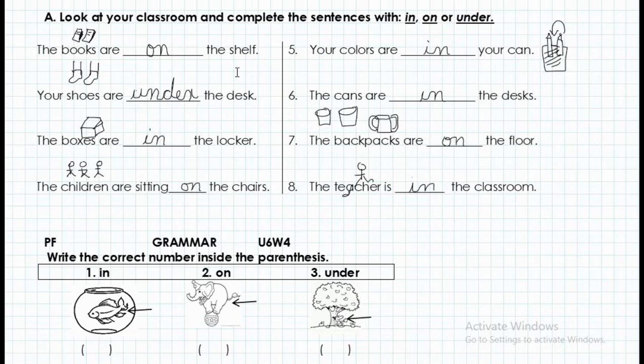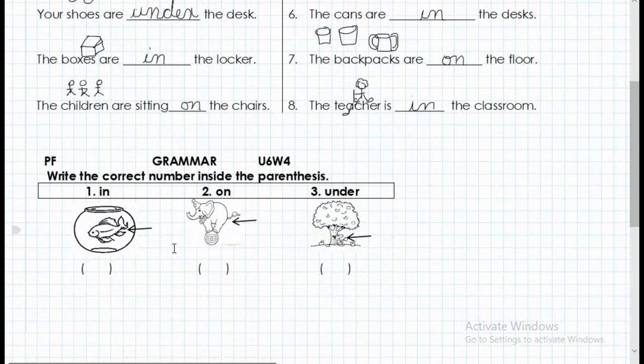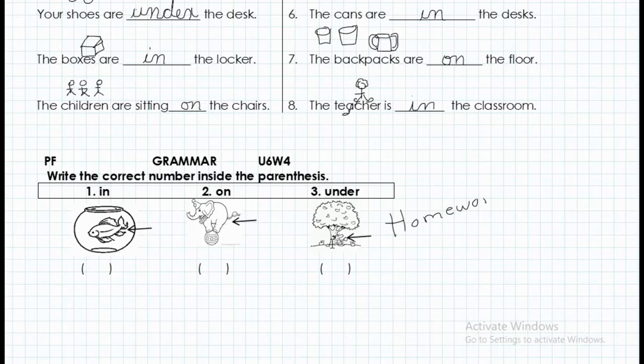So this is the activity that we are doing together. But now what you have to do is to do this activity for homework. This is very simple. What you have to do is to match each word, each preposition in, on, under with the right drawing, okay? That is going to be for homework, but you will have to write this activity in your notebook, okay?